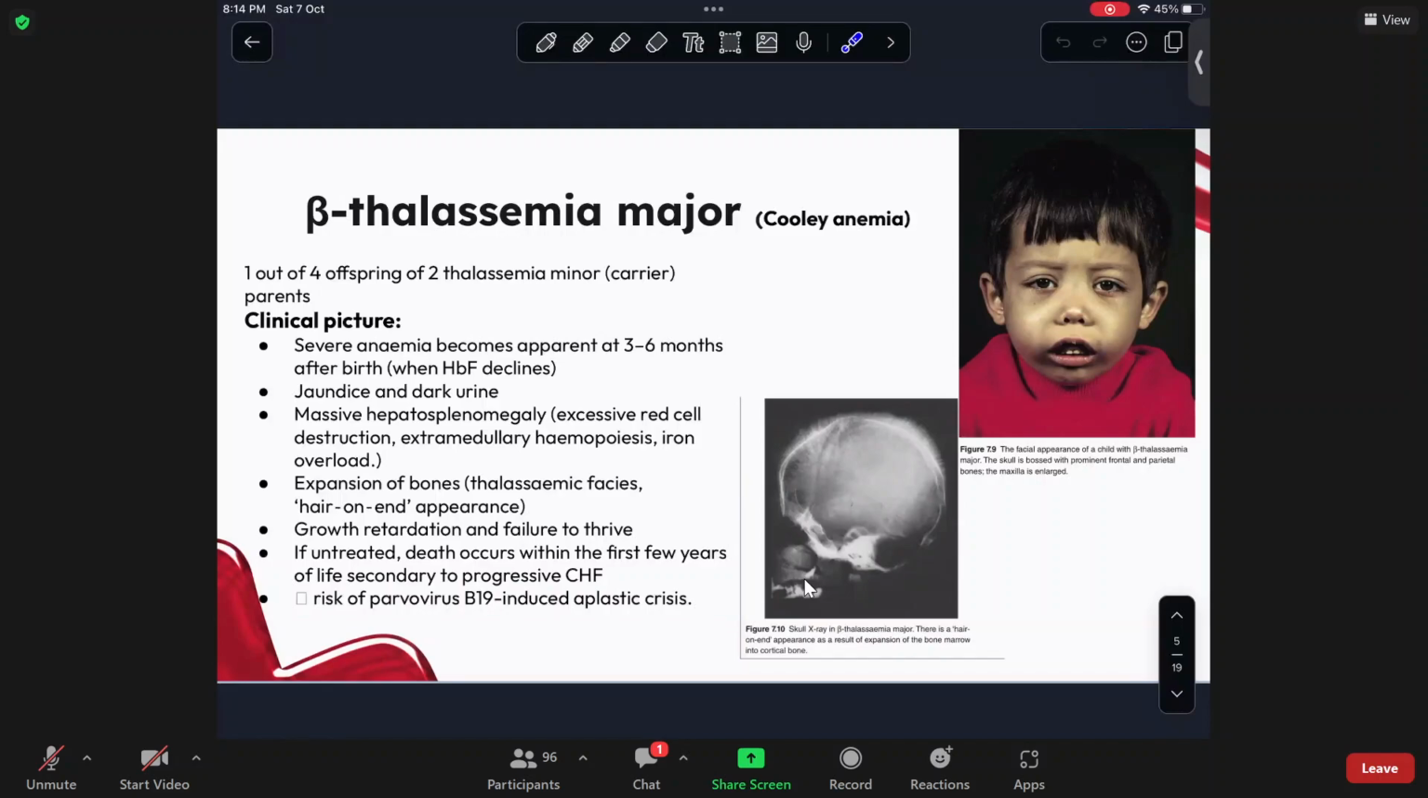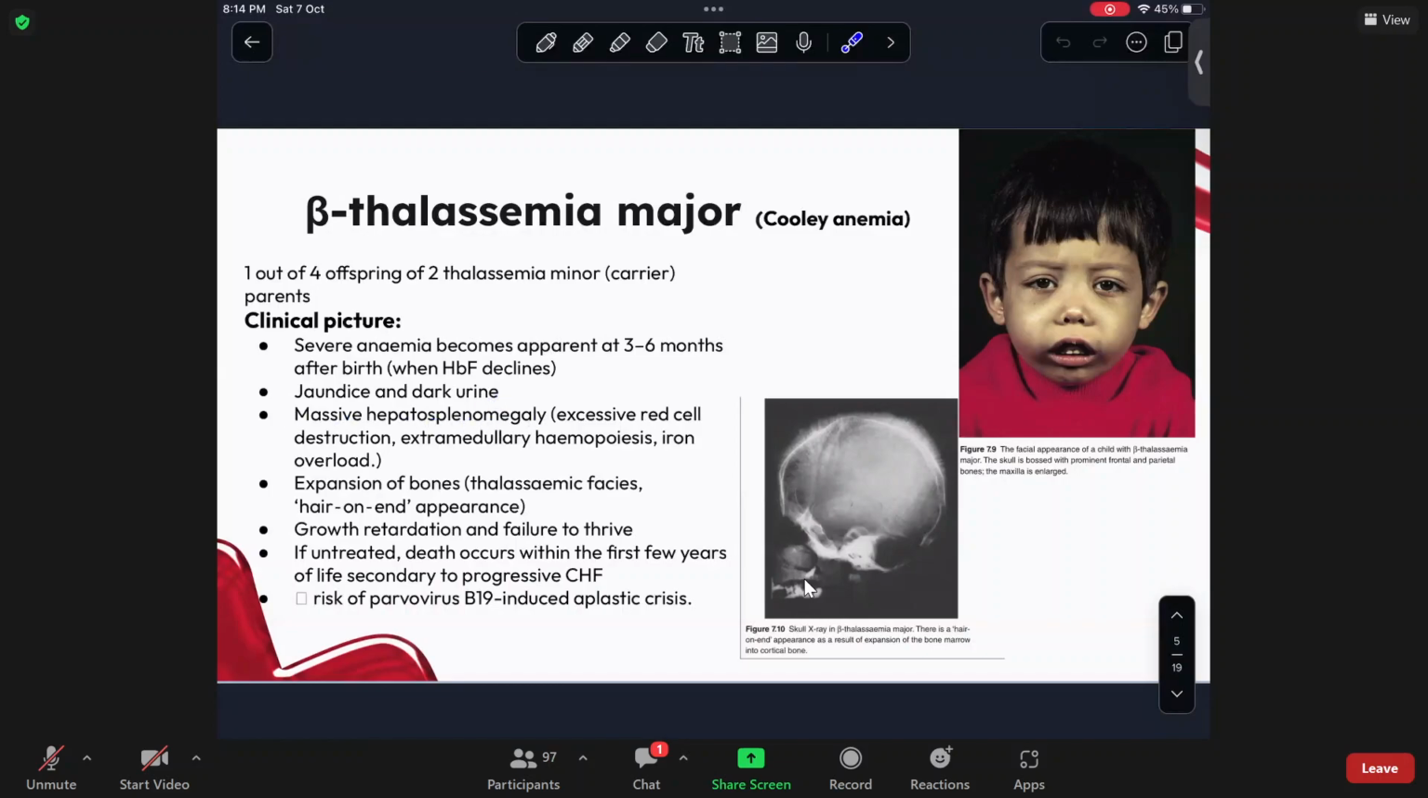What are the symptoms? Because they can't generate beta subunits, the alpha subunits will cluster together and cause toxicity to the RBCs and cause their destruction. So they will have hemolytic anemia that can present with jaundice and dark urine, and also massive hepatosplenomegaly.